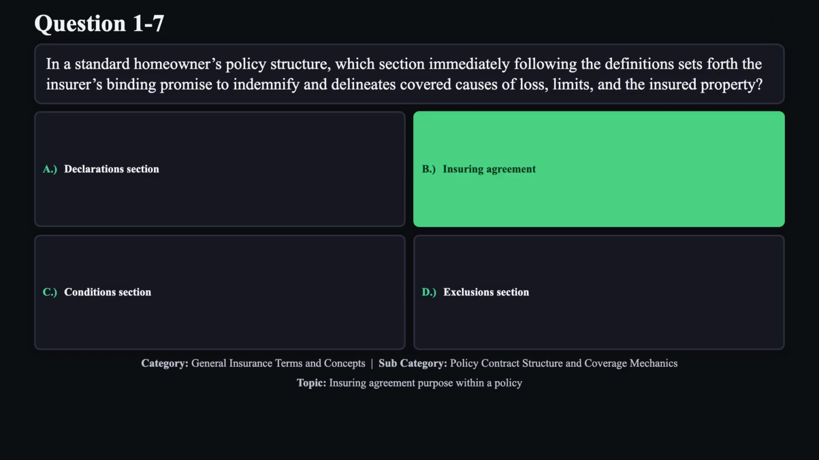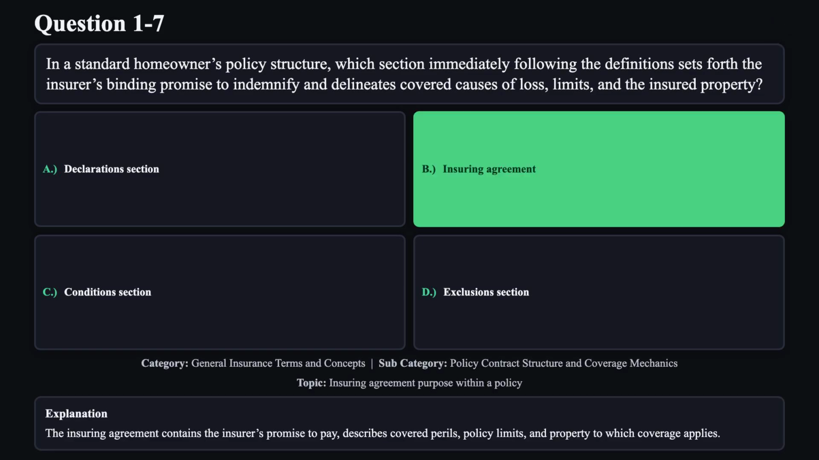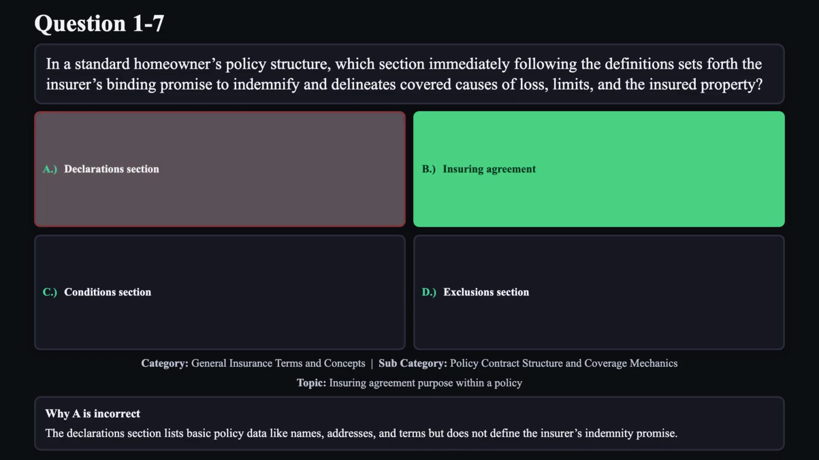The correct answer is B. The insuring agreement contains the insurer's promise to pay, describes covered perils, policy limits, and property to which coverage applies. Reason A is not correct. The declarations section lists basic policy data like names, addresses, and terms, but does not define the insurer's indemnity promise.